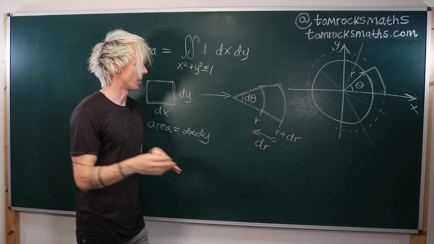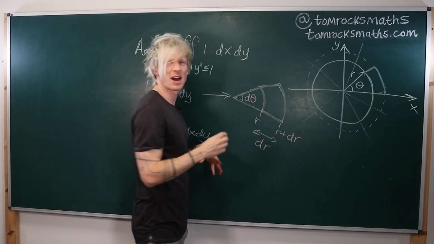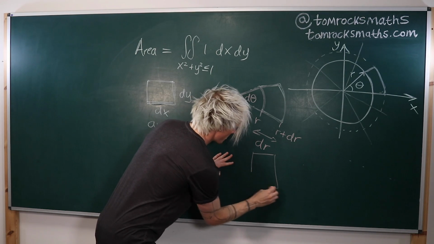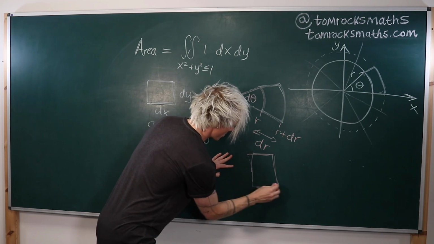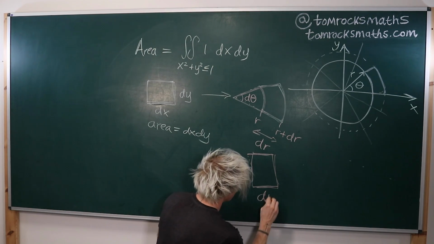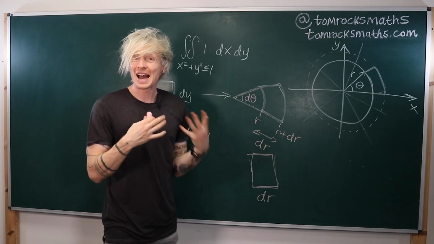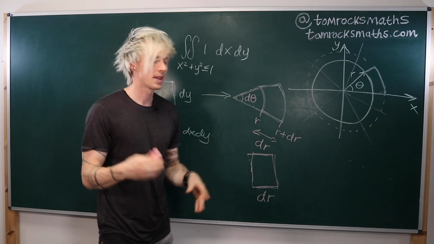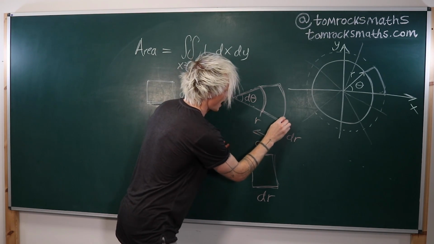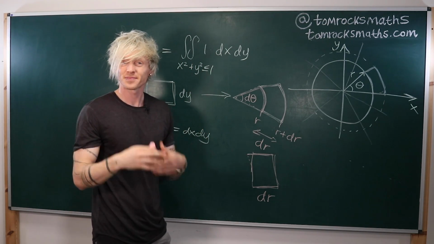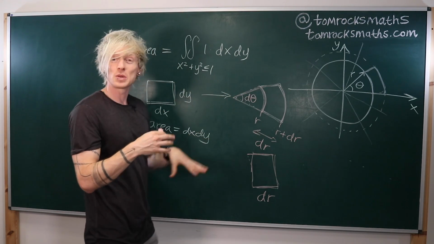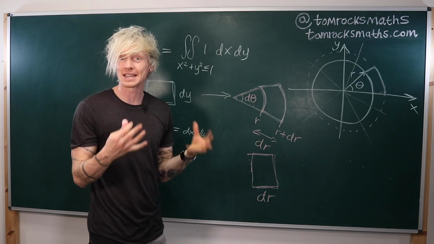So we need to know the height of our rectangle. We're approximating it as a rectangle, and we're going to say that the width of our rectangle is going to be dr, this small change in the radius. Now, for the height, we kind of have two choices. We can either take the inner arc length, or we can take the outer arc length. Fortunately, we do have a formula for arc length, given that we know the angle at the center.